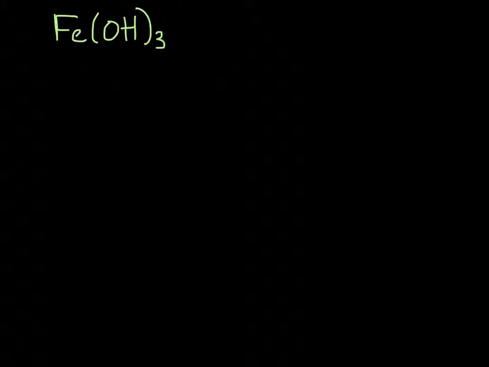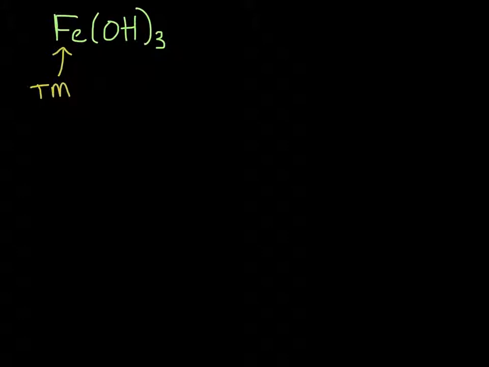Okay, so he looks a little bit more complicated again also, doesn't he? All right, so let's pull this thing apart. The first thing we're going to do, let's go ahead and look at this. So this is iron. Now, iron is a transition metal.